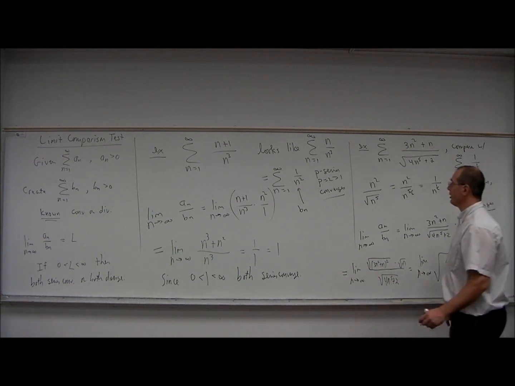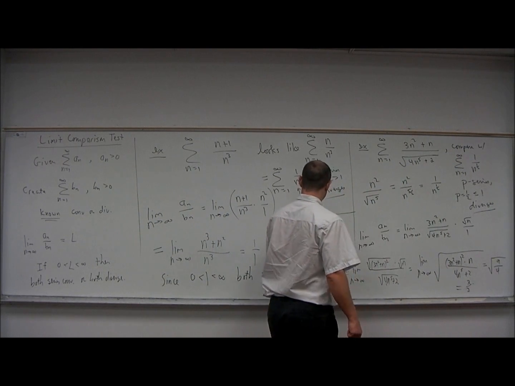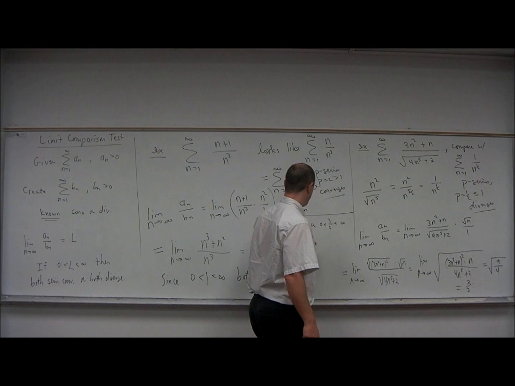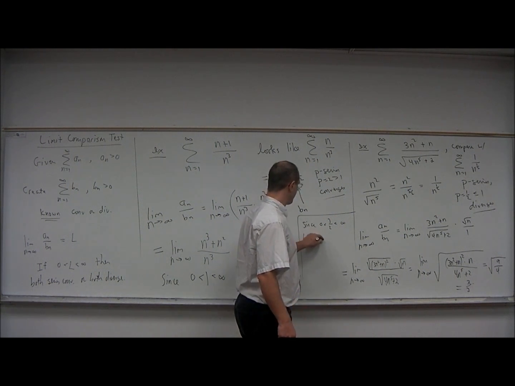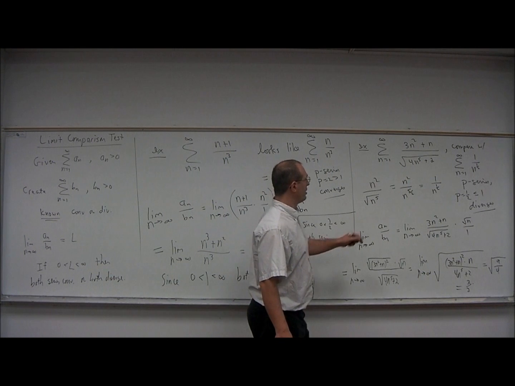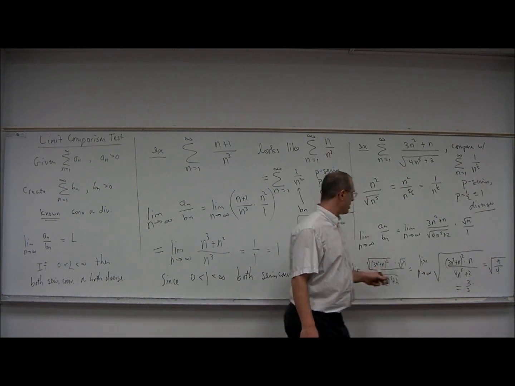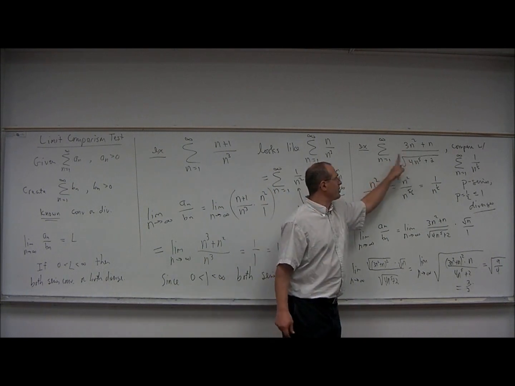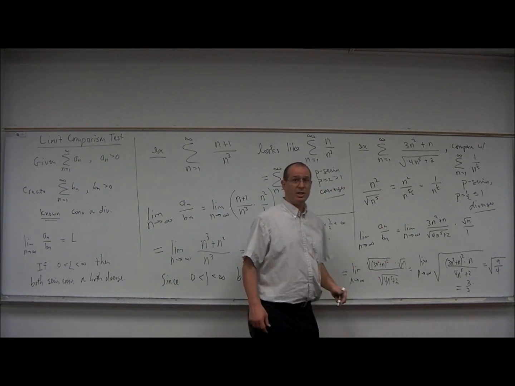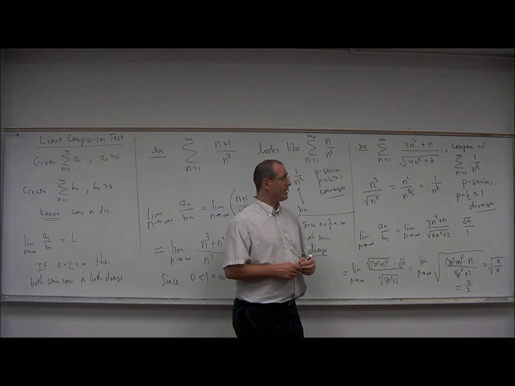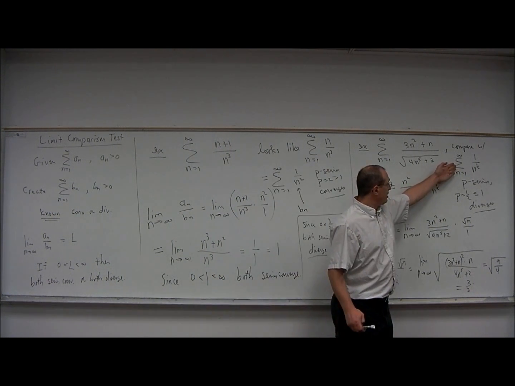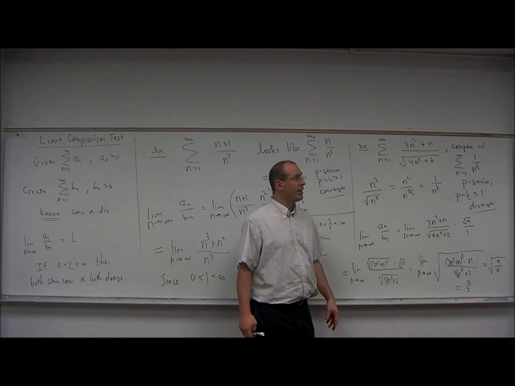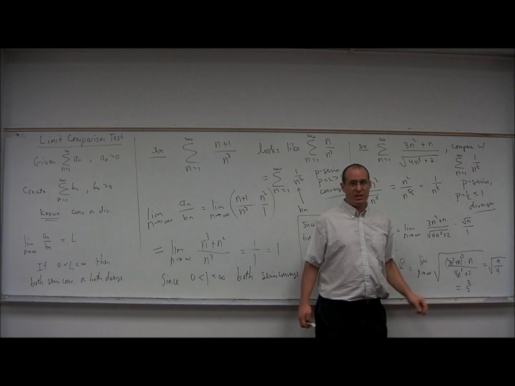So the conclusion here is, since 3 over 2 is between 0 and infinity, both series do the same thing. So both series, we're comparing with a divergent series, so both series diverge. The series in the problem, this complicated beast, diverges because it basically behaves like this p-series. In fact, what this 3 halves is telling us is that it's behaving like 3 halves times this p-series.